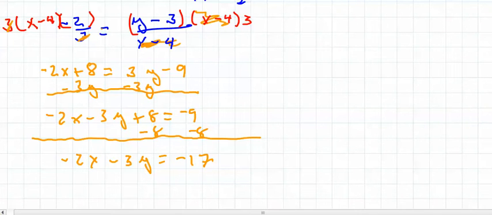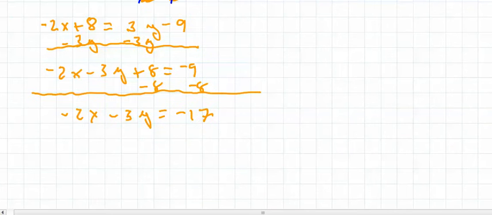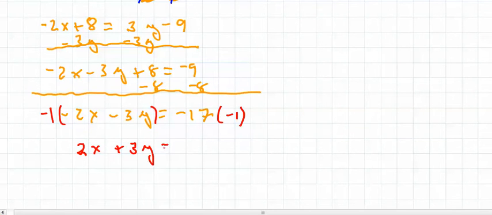Standard form, remember, no fractions, leading coefficient must be positive. So I'm going to multiply both sides by negative 1. And my final answer is 2x plus 3y equals 17.